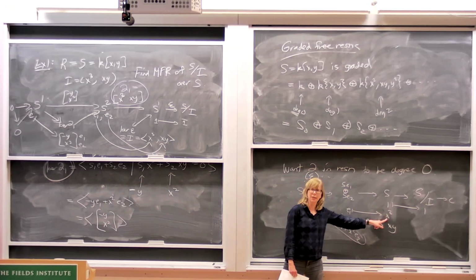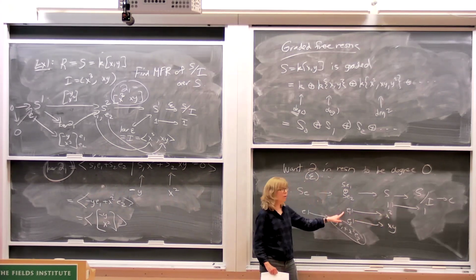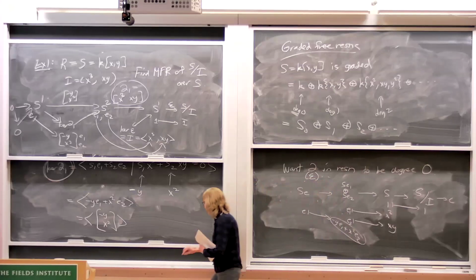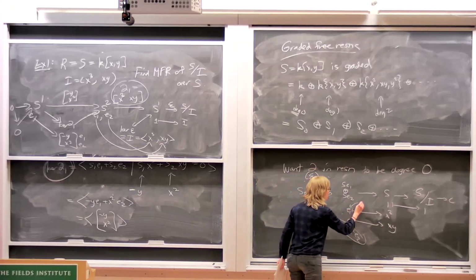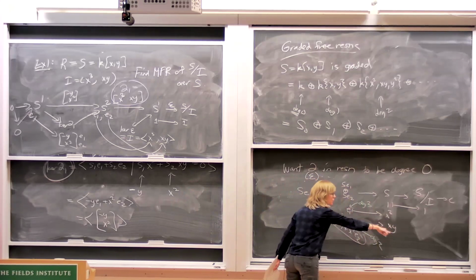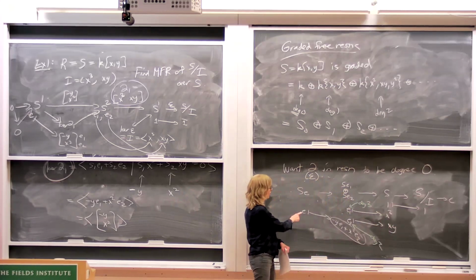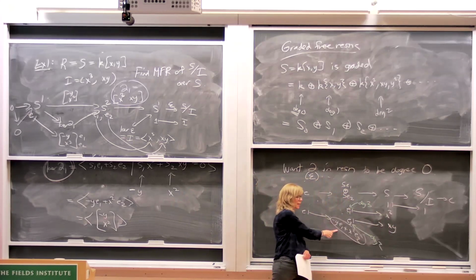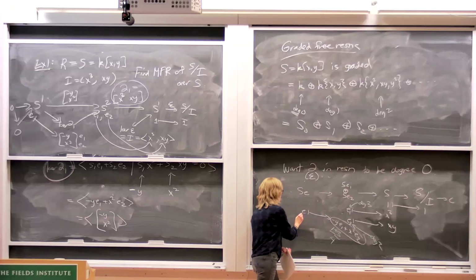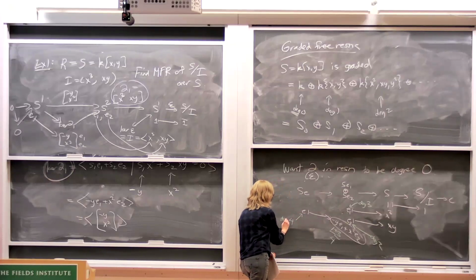So x cubed has degree 3. So E1 has degree 3. Let me start putting that in green. So this guy here has degree 3. E2 has to have degree 2 because it maps to a degree 2 element. And what does E have? It maps to this element, where y has degree 1 and E1 has degree 3. You're multiplying together, so it totally has degree 4. So E has to have degree 4.